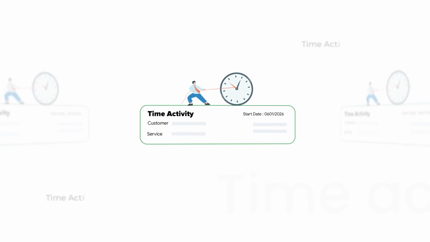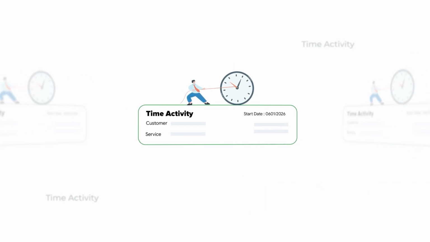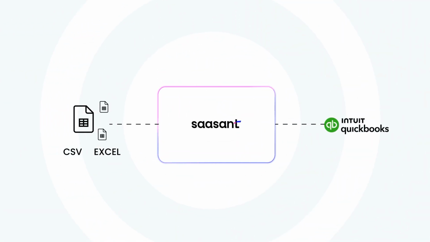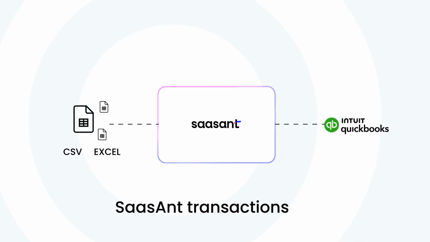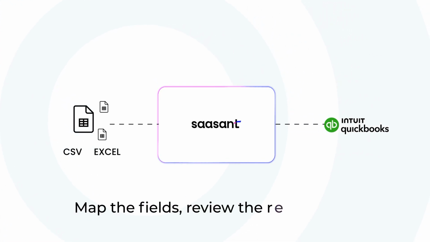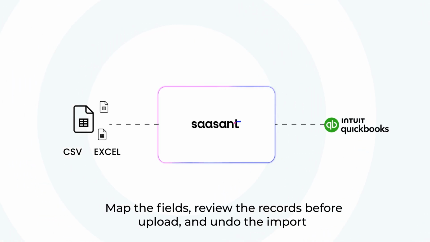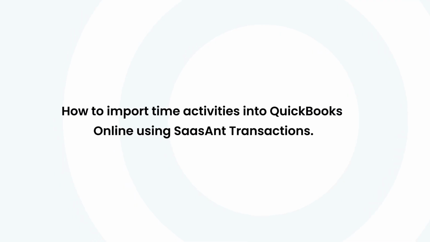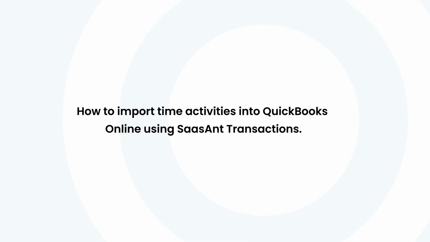Entering time activities one by one in QuickBooks Online can take time, especially when your time entries are already in Excel, CSV, timesheet exports, project tools, or another system. Instead of entering each time activity manually, SaasAnt Transactions lets you import time activity data in bulk, map the fields, review the records before upload, and undo the import if needed. In this video, I'll show you how to import time activities into QuickBooks Online using SaasAnt Transactions.